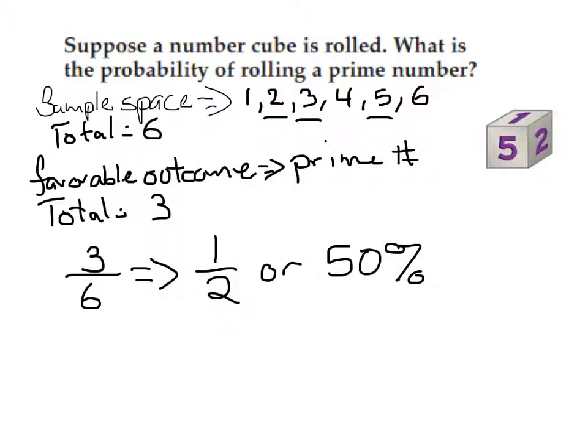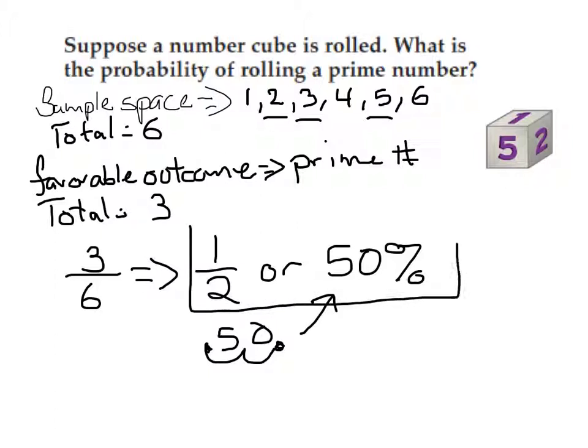And if you remember, 1/2 or 1 divided by 2 is 0.5. And to change that into a percent, we move the decimal 2 places to the right, filling the void there, and adding the percent sign. So that's how I got 50%. Those are the 2 possible ways to write the answer.